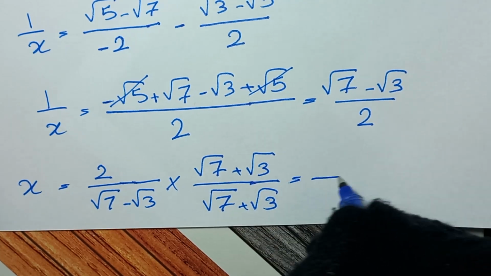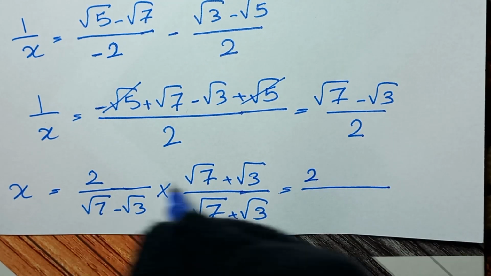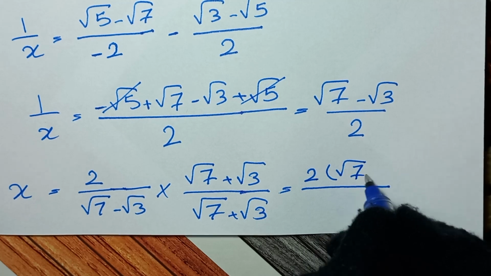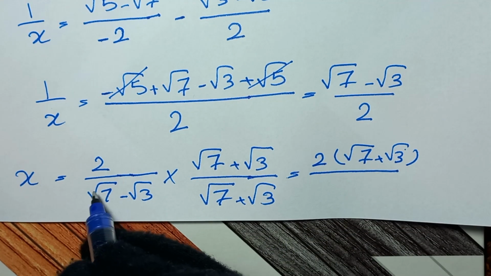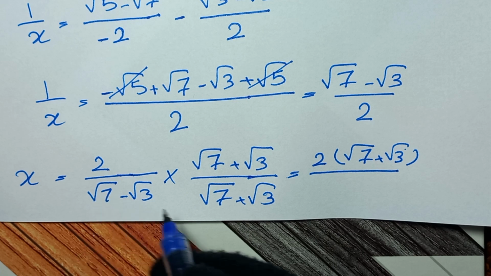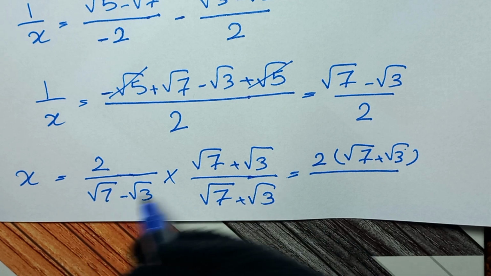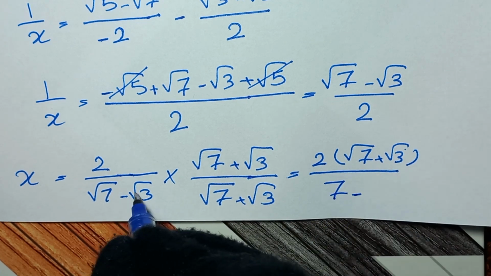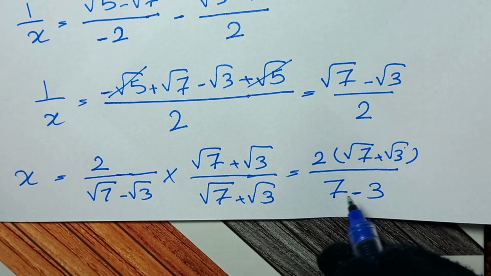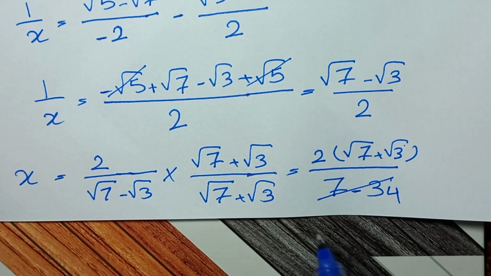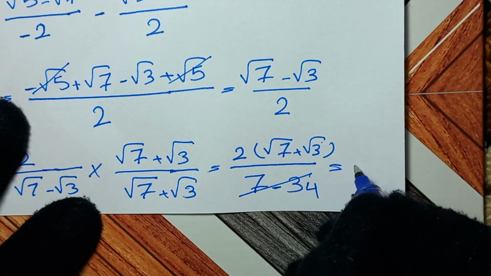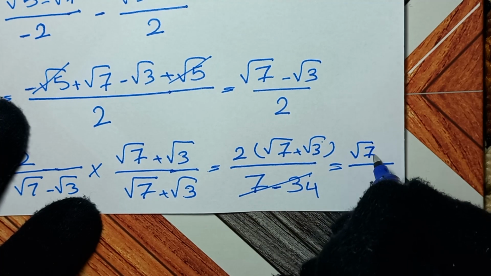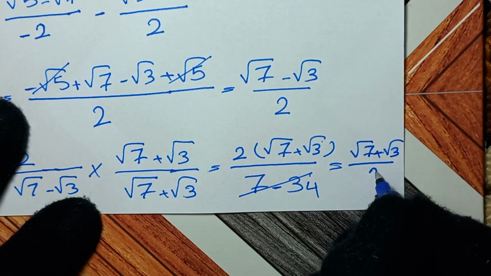And it will be 2 times square root of 7 plus square root of 3 over, it will be 7 to the power of 2 and this to the power of 2, right? So 7 minus this to the power of 2, it will be 3. And 7 minus 3, it will be 4. And 2 over 4, it will be 1 over 2, right? So it will be square root of 7 plus square root of 3 over 2.